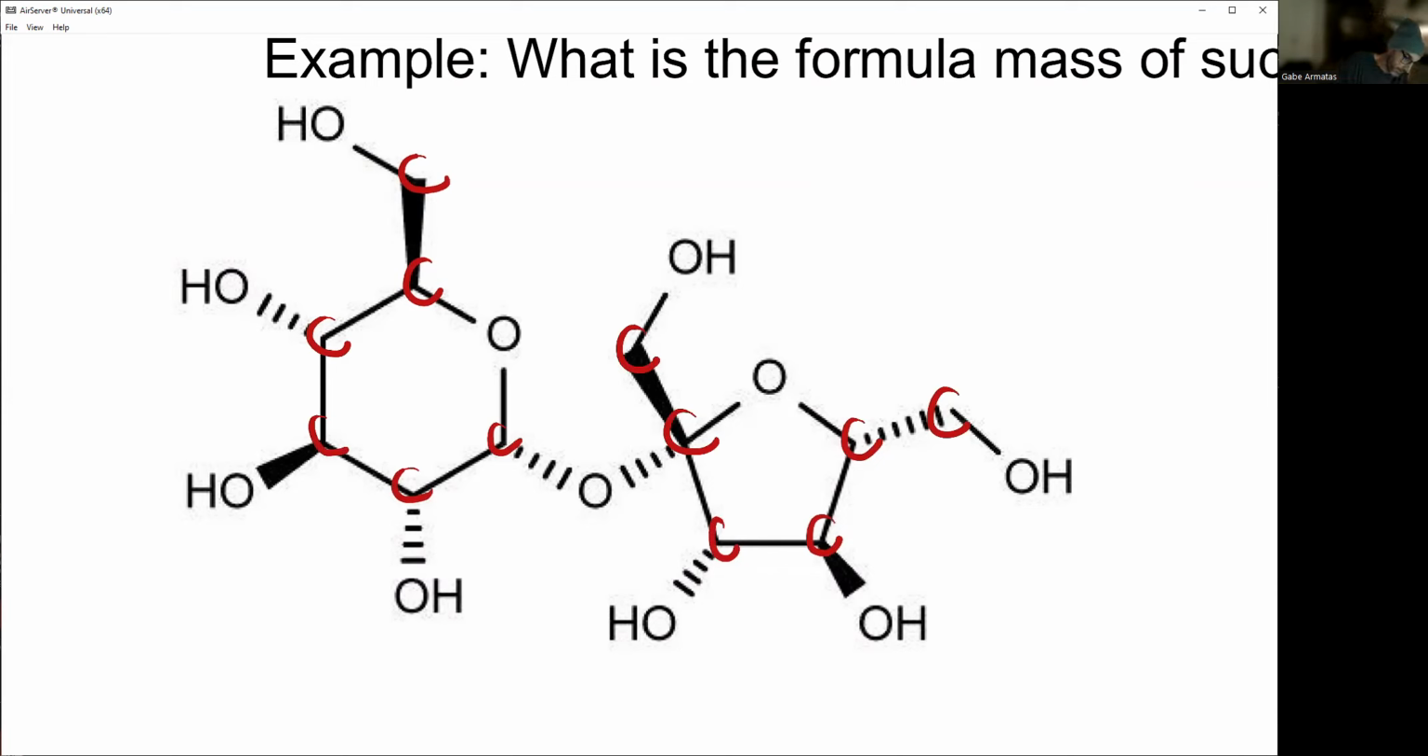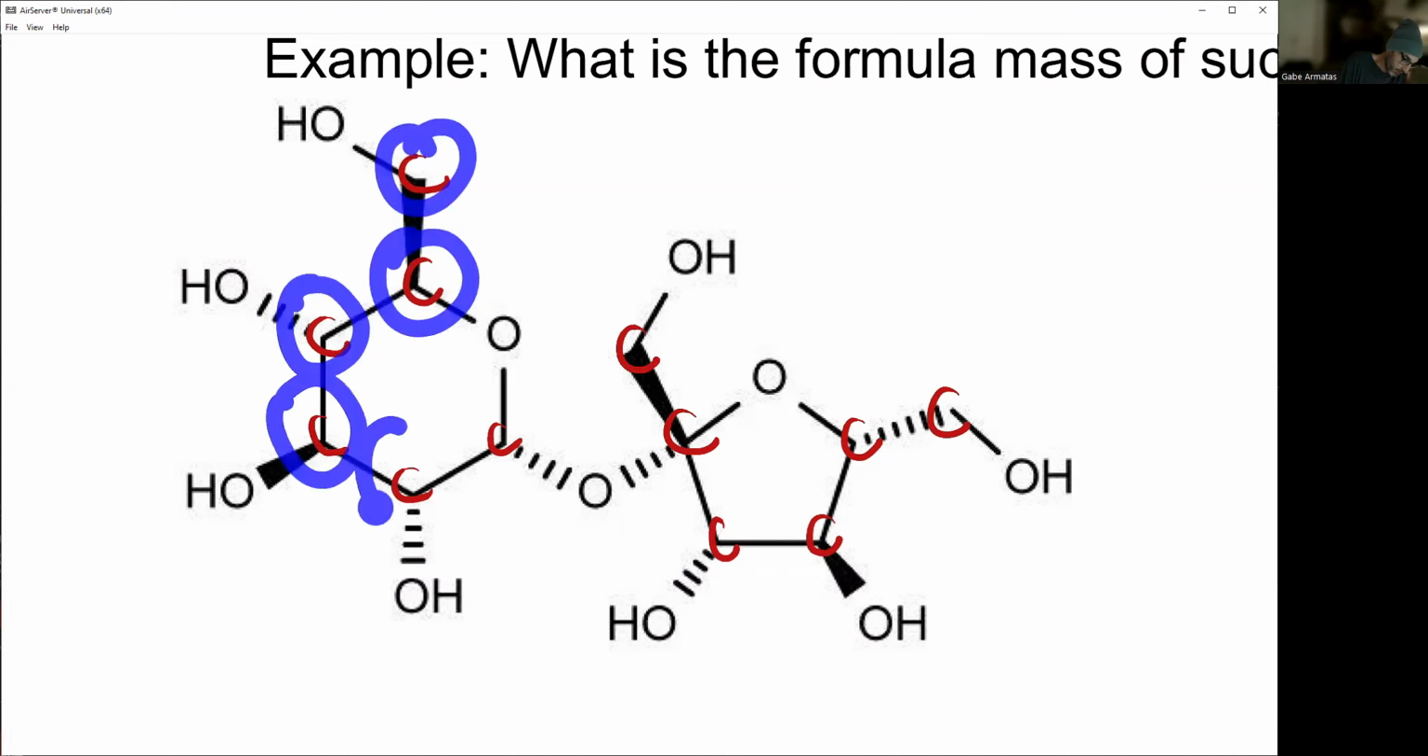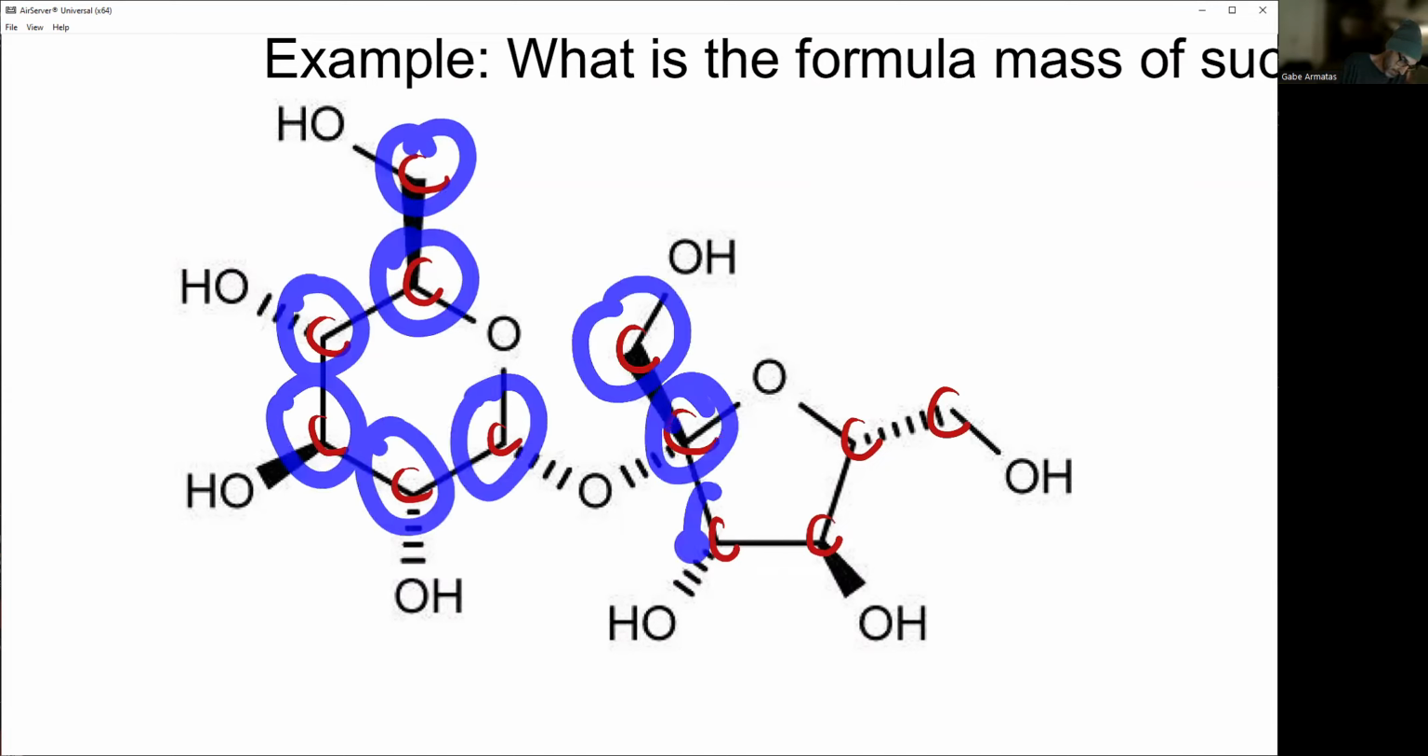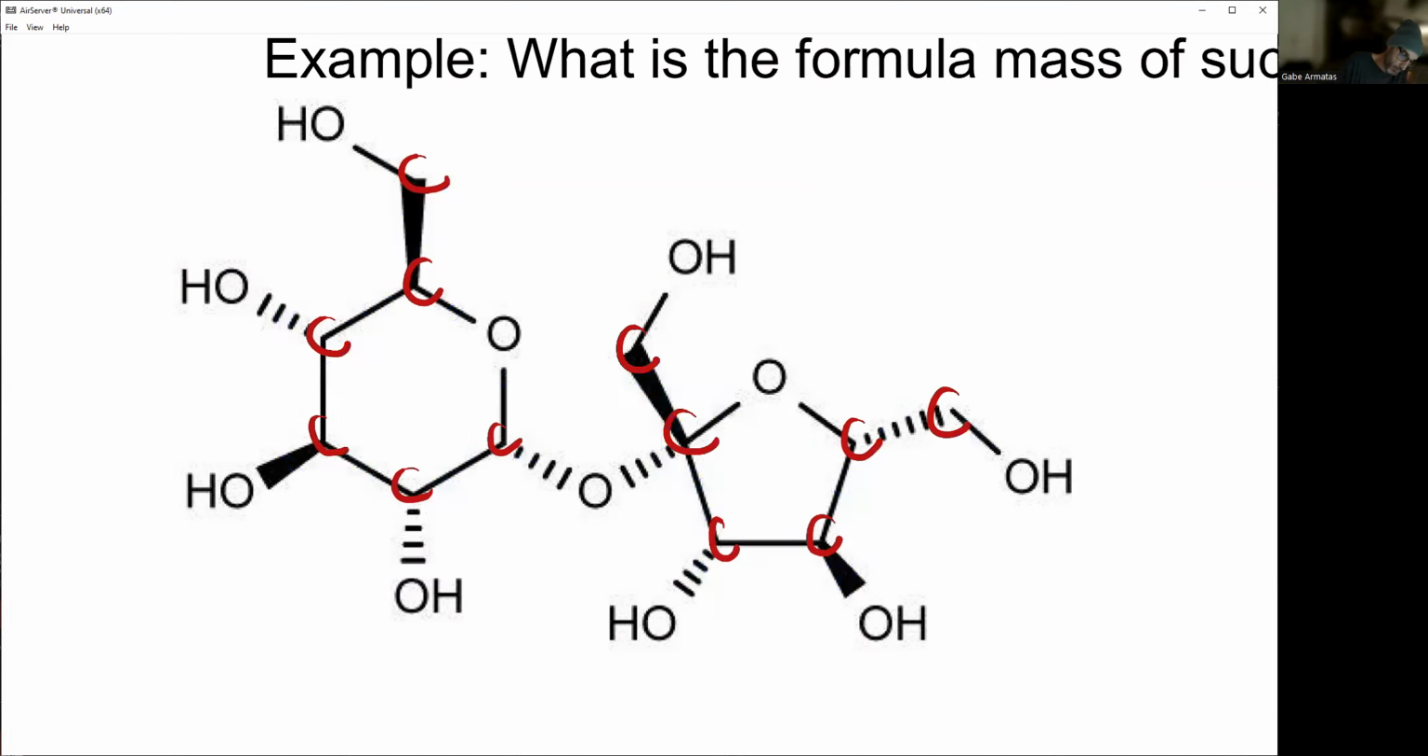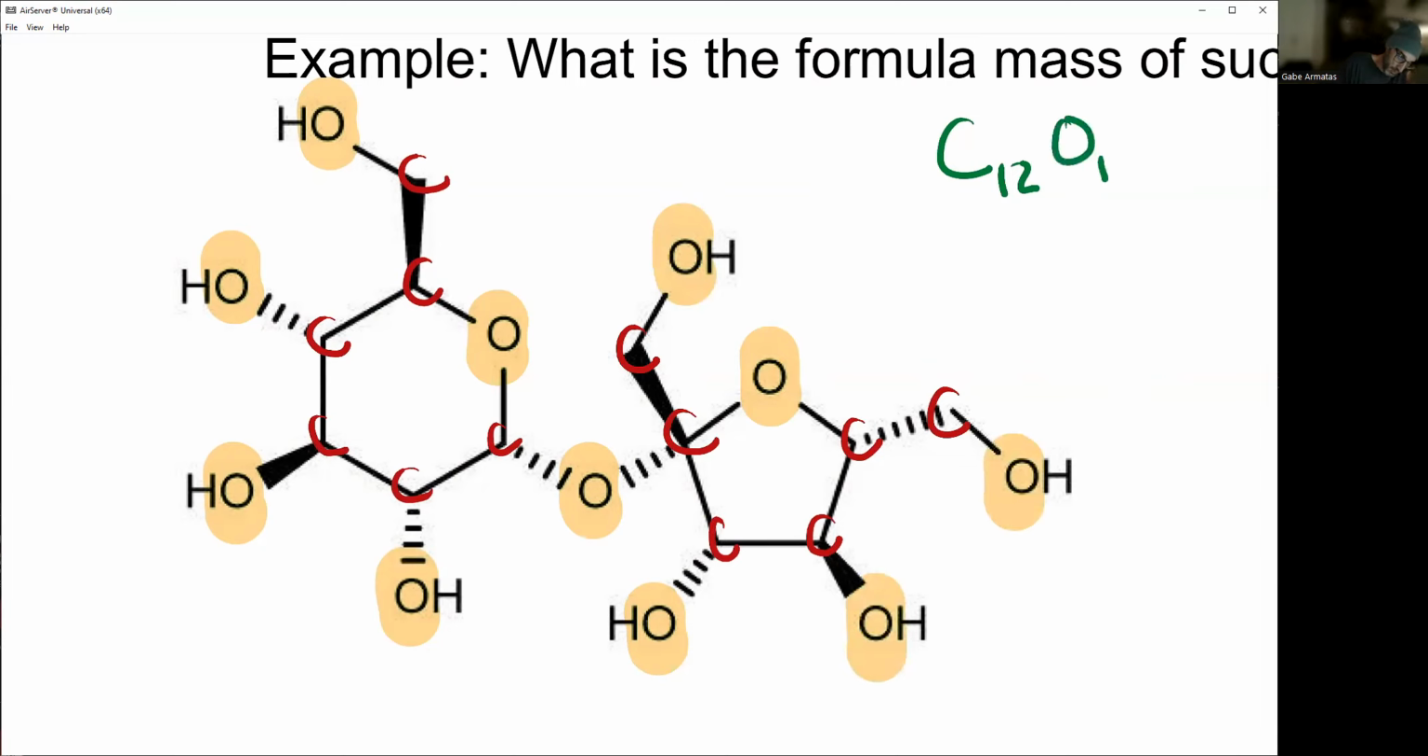So I'm going to count them up. 1, 2, 3, 4, 5, 6, 7, 8, 9, 10, 11, 12. I have 12 carbons. Next up, I'm going to take a look at the oxygens, and I'm just going to highlight those. 1, 2, 3, 4, 5, 6, 7, 8, 9, 10, 11. There are 11 oxygens, O11. In fact, I should do the hydrogens next, but I'm going to put this here, O11.